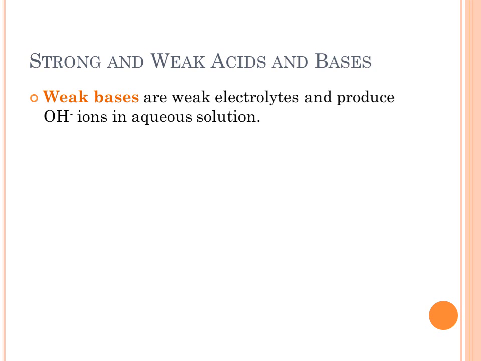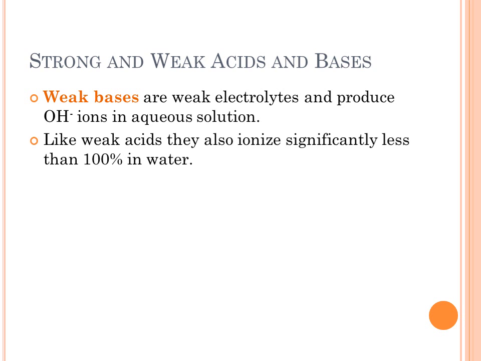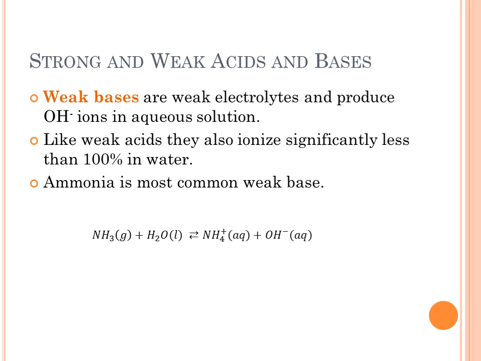Weak bases are weak electrolytes. They still produce hydroxide ion, but again, significantly less than 100%. Ammonia is the most common weak base. Ammonia plus water can form the ammonium ion and the hydroxide ion. So it's producing that hydroxide by chemical action, and that is an equilibrium. And as I mentioned before, the anions of weak acids are weak bases. But the cation corresponding to the ammonium ion is a weak acid.